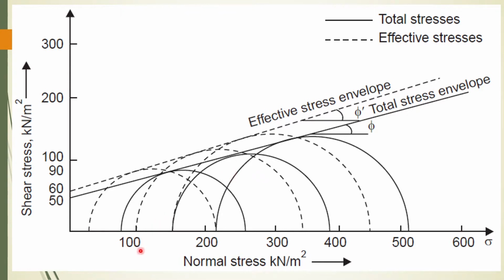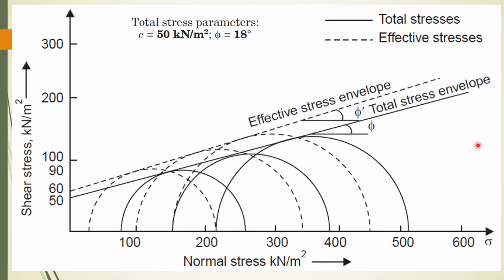Now how to find out the C value and phi value? We will be getting the C value from this axis. You have to look at the point where this line meets the shear stress axis. So here, by measuring these values, you will be getting the C value. And how to find the phi value? You can just measure the angle between these inclined lines and horizontal.